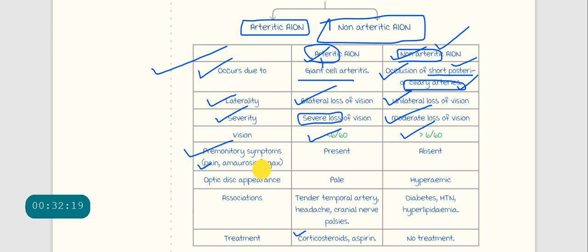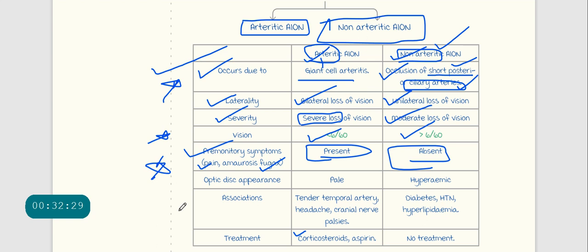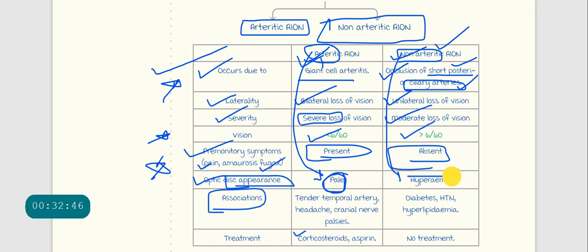Now the association. But first the optic disc appearance. How does the optic disc appear in the arteritic one? It appears pale in color. Pale. In the non-arteritic one, it is hyperemic due to exudate coming out, or the rupture. Now it is associated with tender temporal artery, headache, and cranial nerve paralysis. And this is due to diabetes, hypertension, hyperlipidemia.